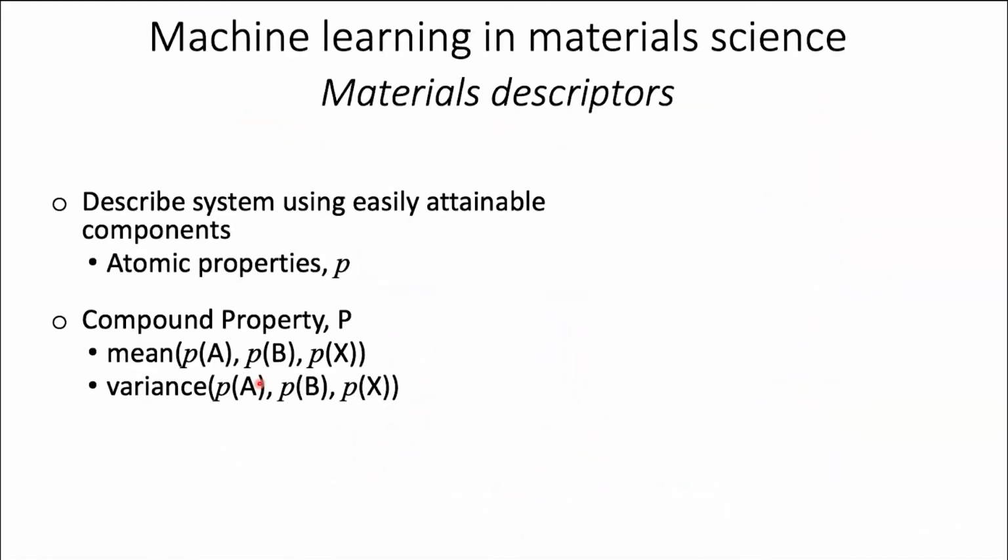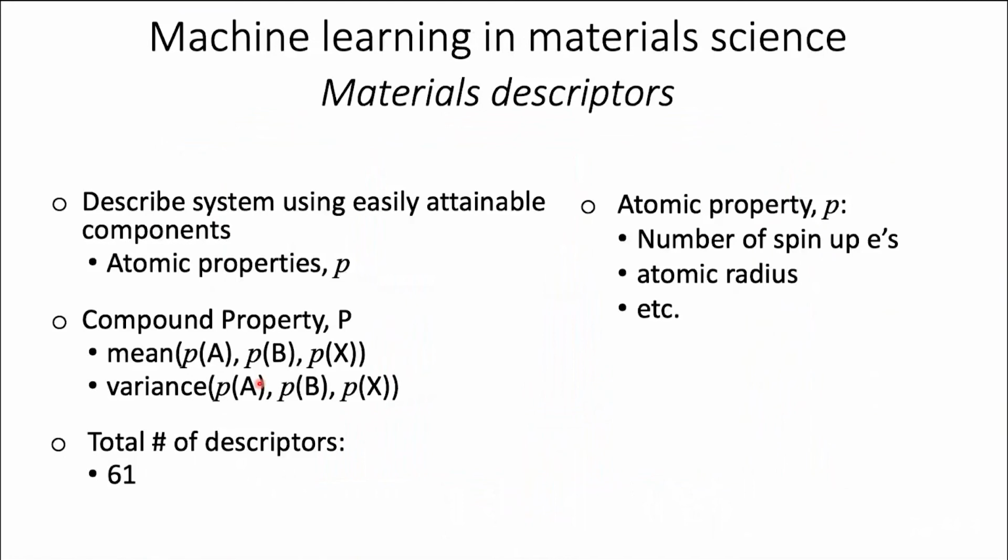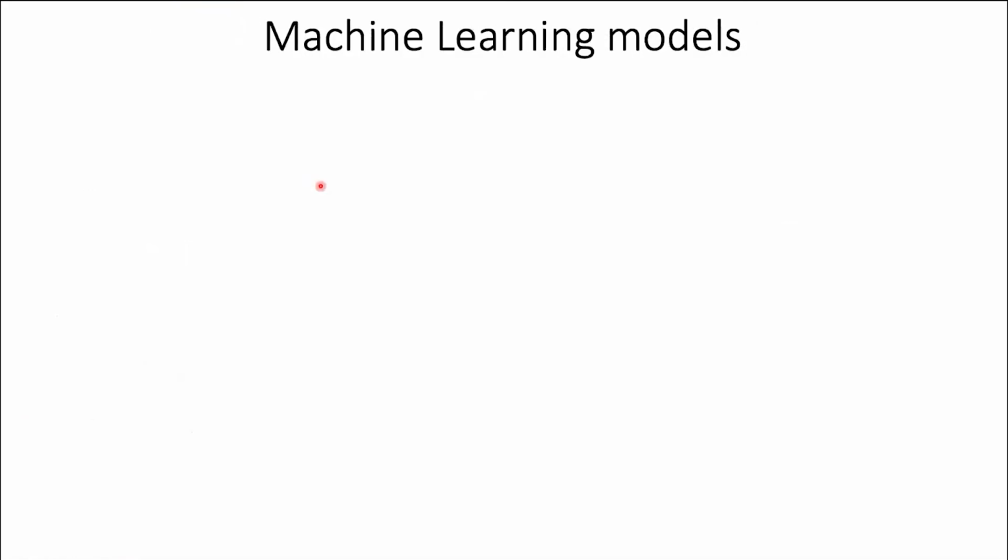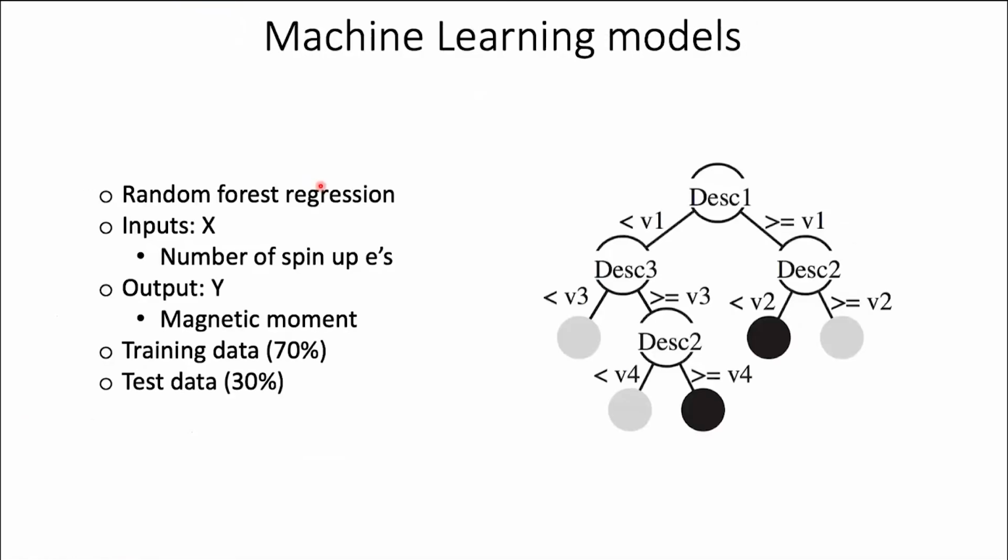So the descriptors for this case are just descriptors comprising atomic properties, such as the number of unpaired electrons or spin-up electrons, atomic radius, and so on. And we stitch them together by taking the mean properties of A, B, and X, and the variance of A, B, and X, and so on. We get about 61 descriptors in total if we do that. With these very simple descriptors, we can then build a model using the random forest.